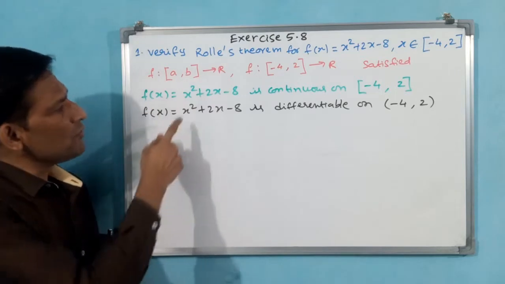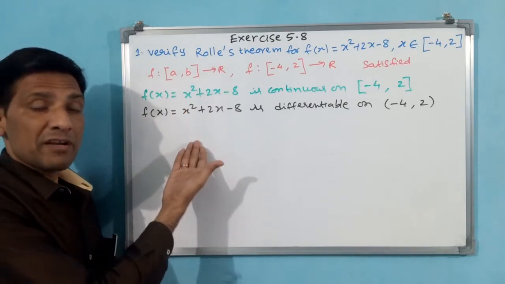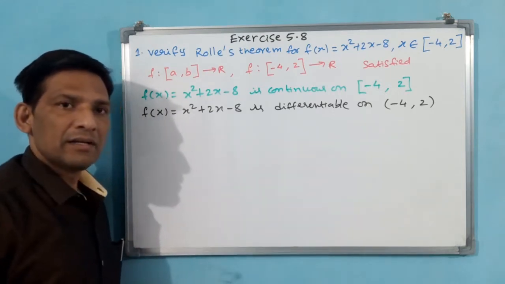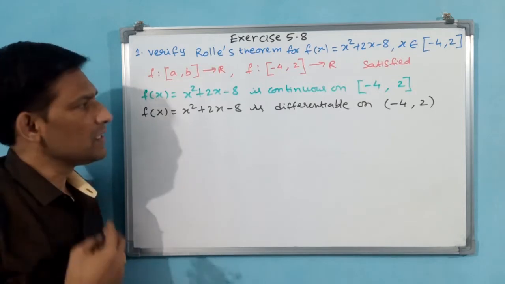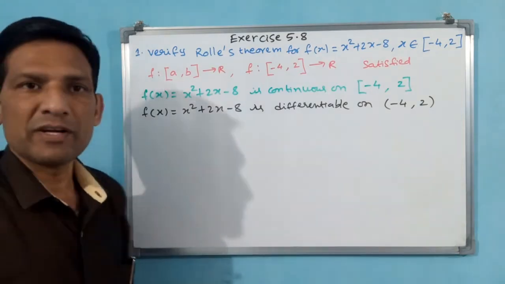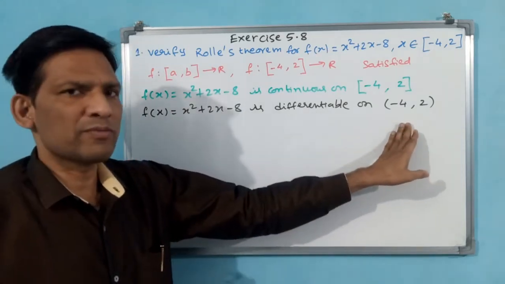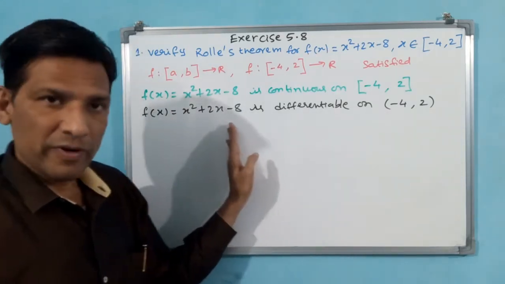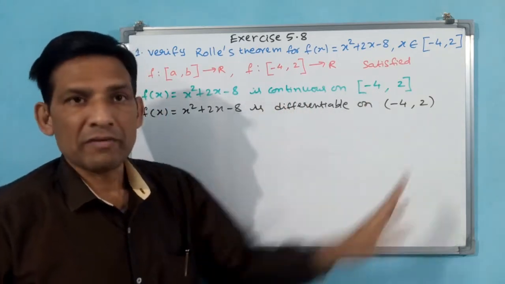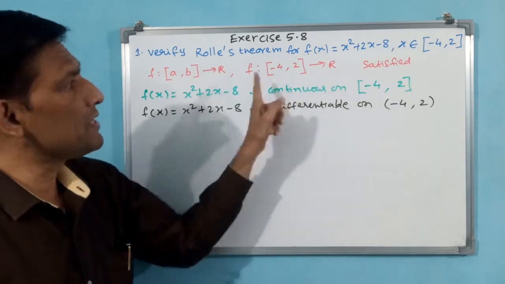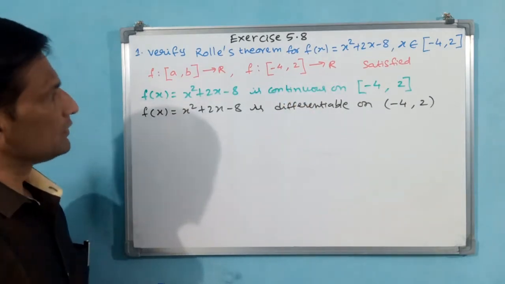What is the derivative? 2x plus 2 is the derivative of this function. If the derivative is coming, it means differentiable, that's all. We have done derivatives also. That is why we can say this is a differentiable function, not only on minus 4 to 2 but for all. For continuous, closed interval; for differentiable, open interval. Like that you have to write. You have to follow this very clearly in your examination.